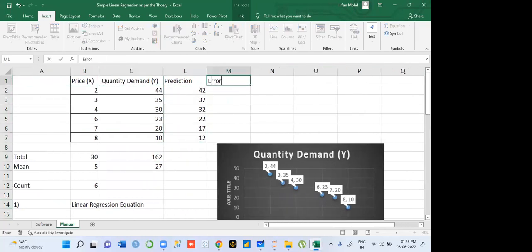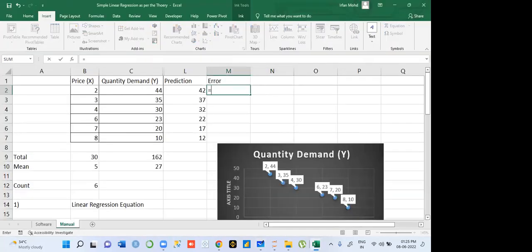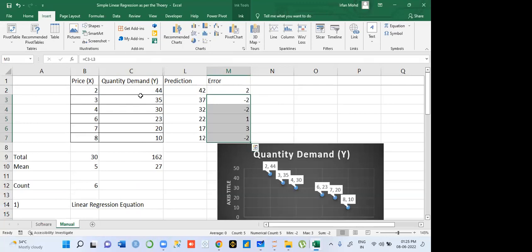Now we need to find error. If you remember, in the equation we have y is equal to beta naught plus beta 1 x plus e. E stands for error. Error means what is the actual value, minus what is the predicted? 42. This becomes error for you. Compute error, guys, and give me the sum of error.